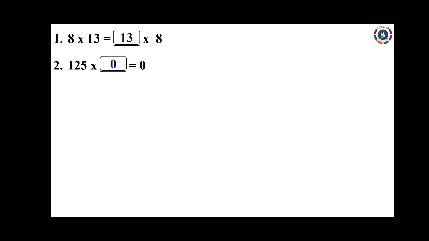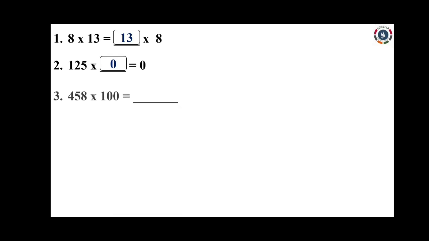Now we are going to see the answers for these 10 questions. First question. 8 into 13 is equal to 13 into 8. First question answer is 13. Second question. 125 into dash is equal to 0. Second question answer is 0. When we multiply any number with 0, the product is 0.